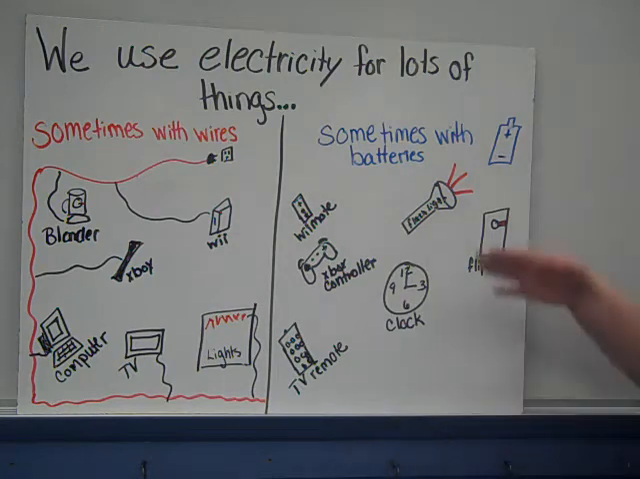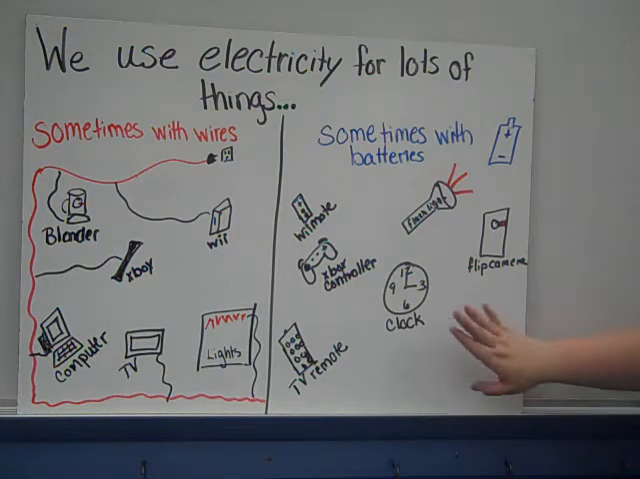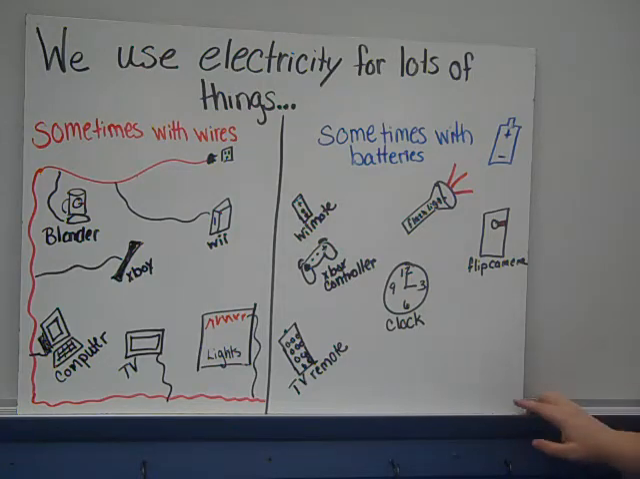Sometimes we use electricity with batteries, like your Wiimote, or your Xbox controller, or a TV remote, or a clock, or a flashlight, or the flip camera that I'm using right now. It takes batteries instead of plugging into the wall.